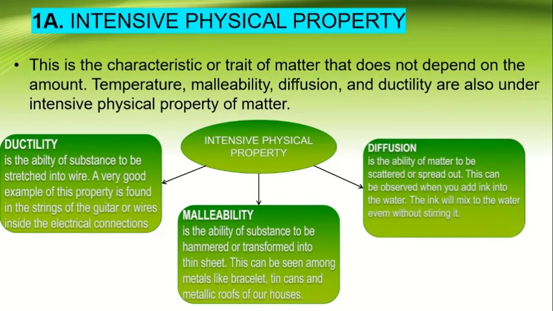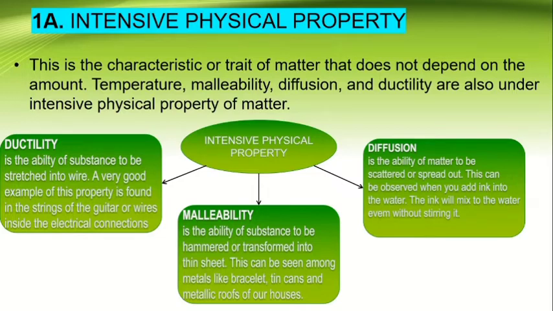Next, diffusion is the ability of matter to be scattered or spread out. This can be observed when you add ink into the water. The ink will mix into the water even without stirring it. So, if you already tried to put ink in 1 glass of water, what's going to happen? Without stirring it, it automatically spreads out. Let's say you put black ink from a pen into the glass of water, it easily spreads out without stirring or mixing it.